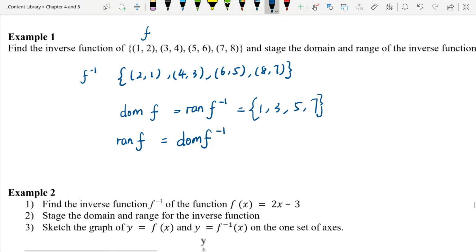The range of the original is the domain of the inverse. It doesn't really matter, the set is not necessarily in order. I prefer it in order because it's better for both of us, but a set is basically a collection of items. So the range is 2, 4, 6, 8.